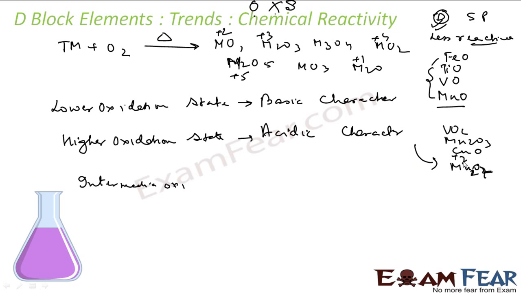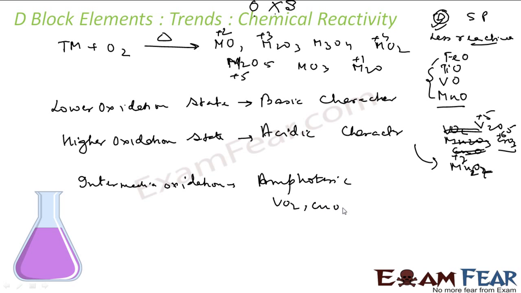Or let's take higher oxidation states, V2O5 or CrO3. Here we have +6 oxidation state, here you have +5 oxidation state. So these are all acidic. In intermediate oxidation states, they are amphoteric. Examples for these are VO2, CuO, CrO2. These are all amphoteric. Even MnO2 is an example of an amphoteric oxide.